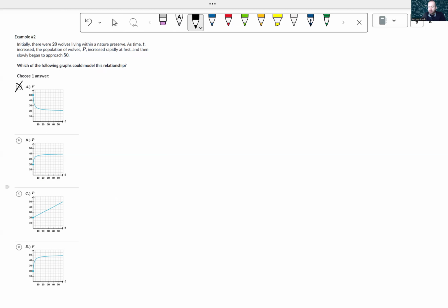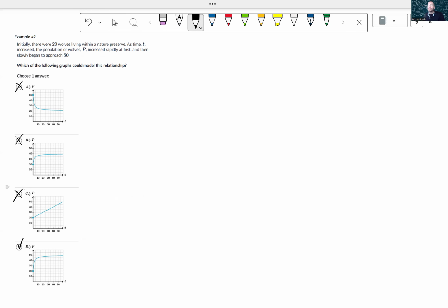It cannot be A because it's at 50 and then it's going down. B is going very fast, but it looks like it's approaching 40, so not B. And then C would be linear. It's just going at a constant rate. So this one's got to be D, where it's going up very fast, and then it's almost going to get to 50, but it's not quite getting to 50.